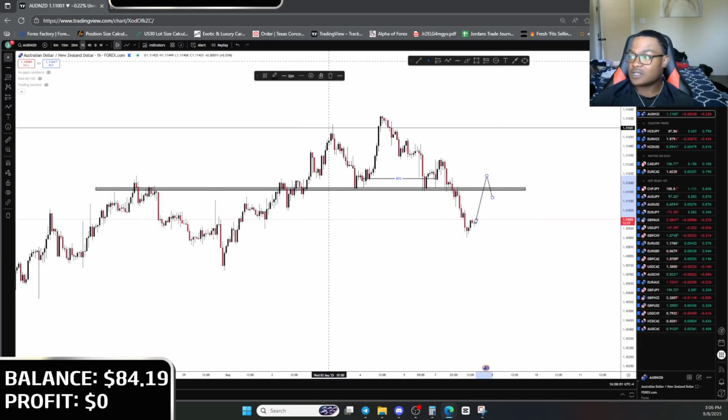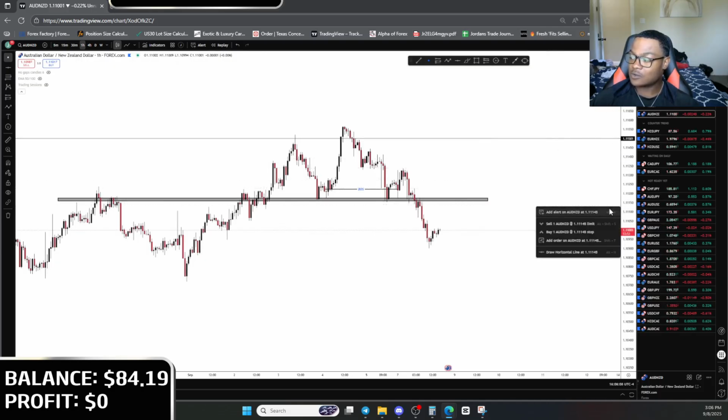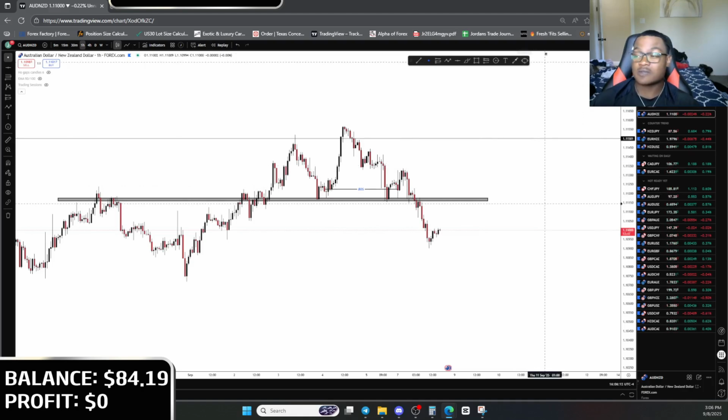So AUD NZD looks really good. I'm simply going to wait and see if we can tap back into our zone come later tonight, and we will capitalize from there, see if we can capitalize from there.